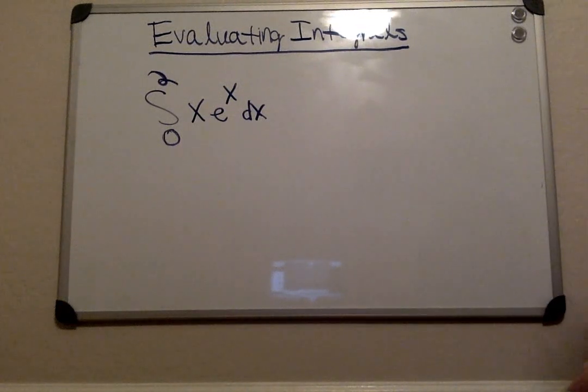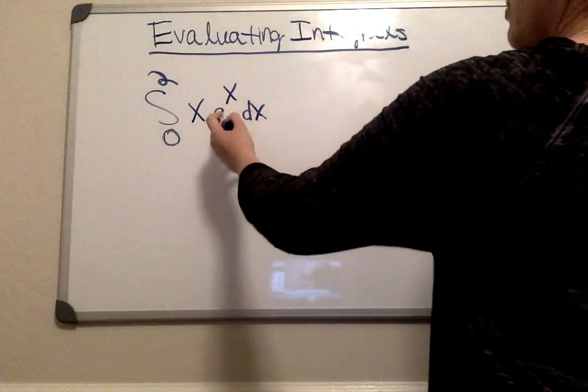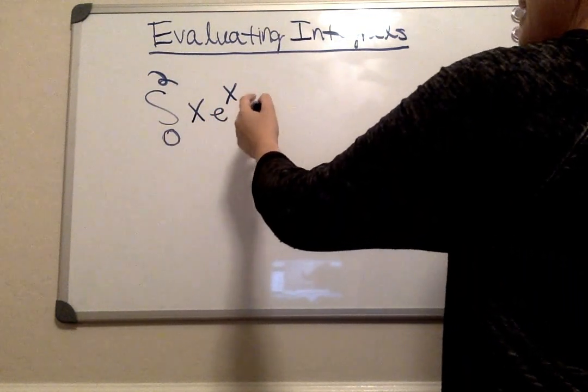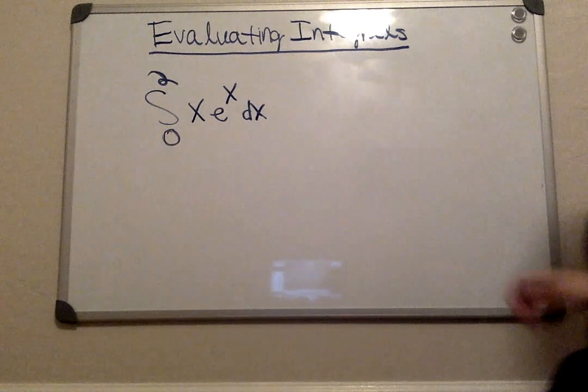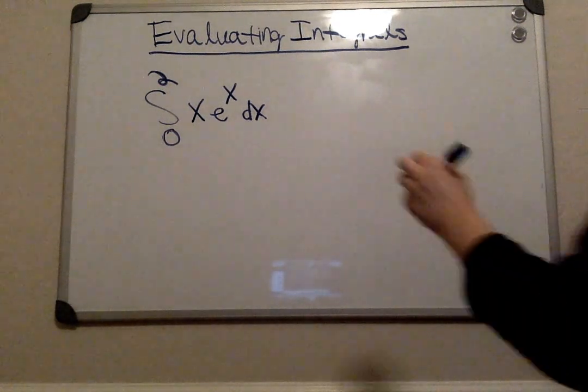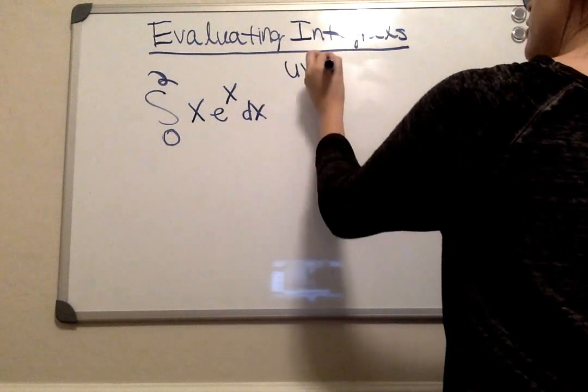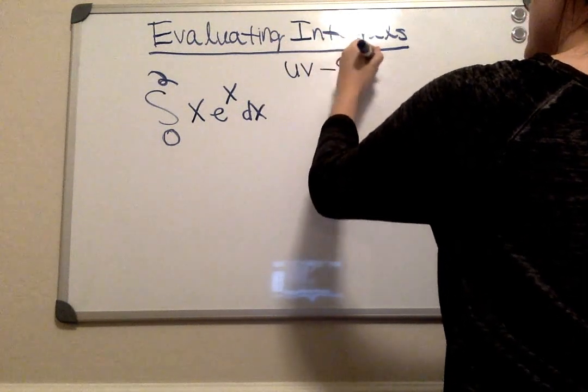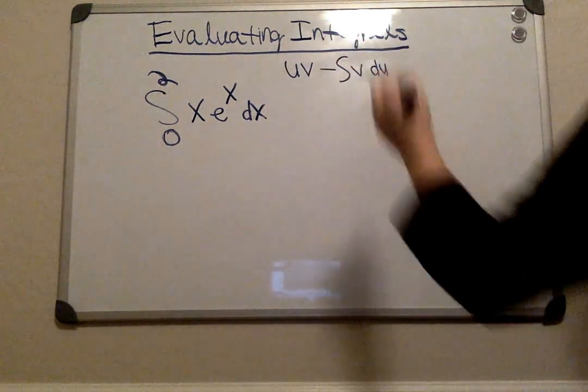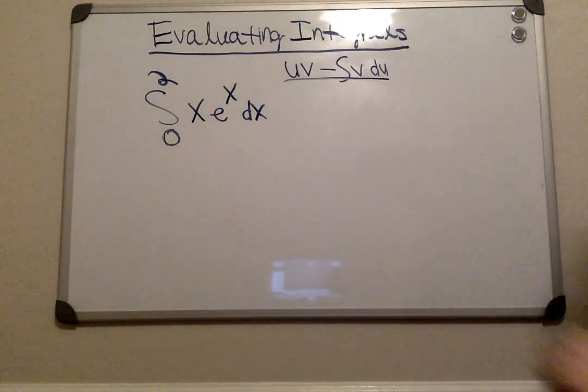Hi, alright. In this video, we are going to do integration by parts. We have this problem: the integral of x times e to the x dx from 0 to 2. This is an integration by parts problem, and if you remember, integration by parts is solved using this formula: uv minus the integral of v times du.